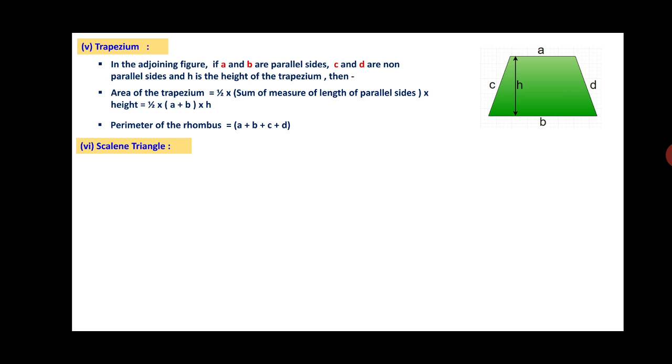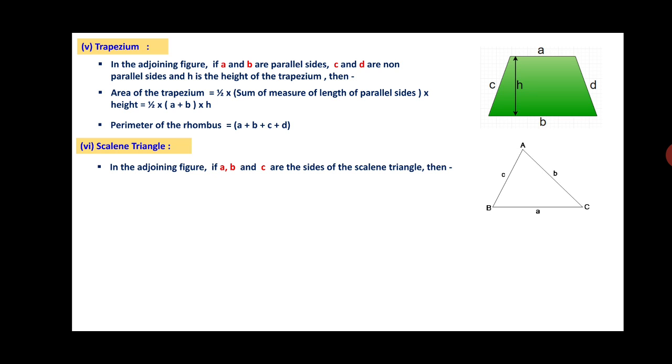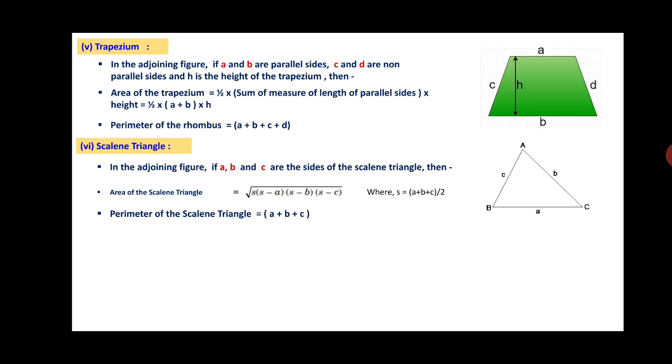Scalene triangle. In the adjoining figure, A, B, C are the sides of a scalene triangle. Then area of the scalene triangle is equal to under root S into bracket S minus A, S minus B into S minus C, where S is equal to A plus B plus C divided by 2, that is the semi-perimeter. Perimeter of the scalene triangle is equal to A plus B plus C.